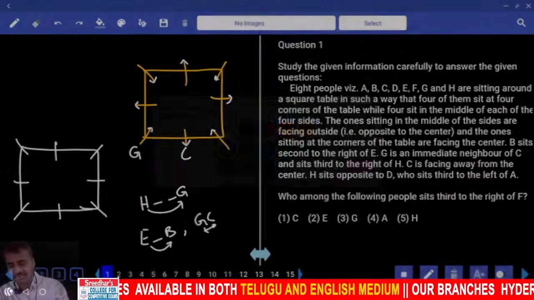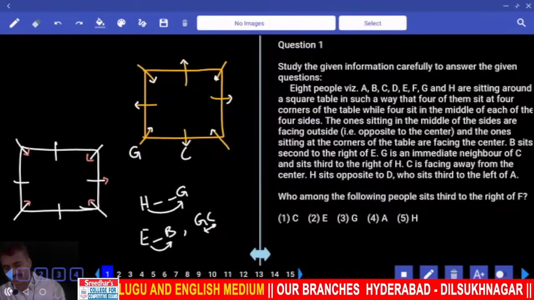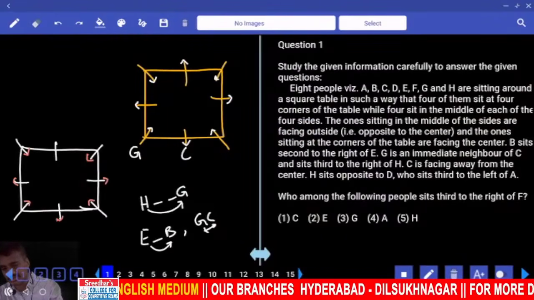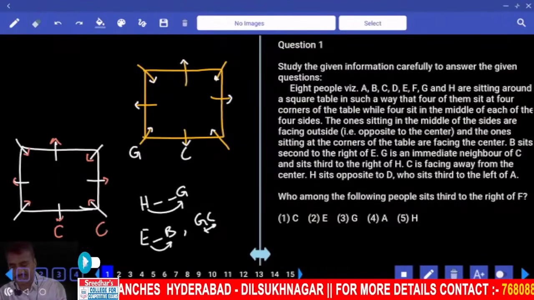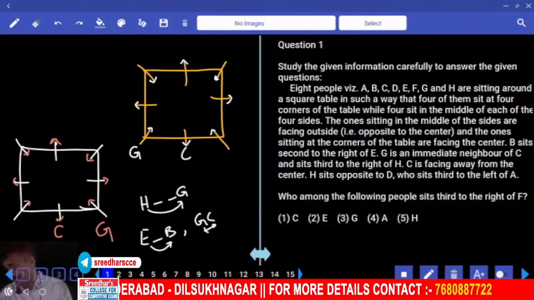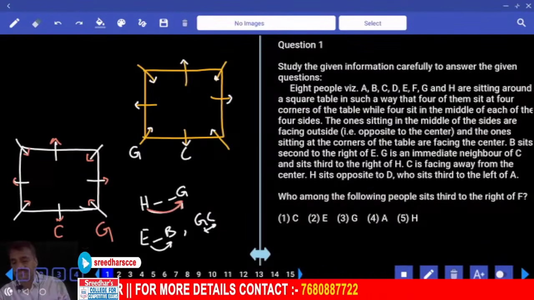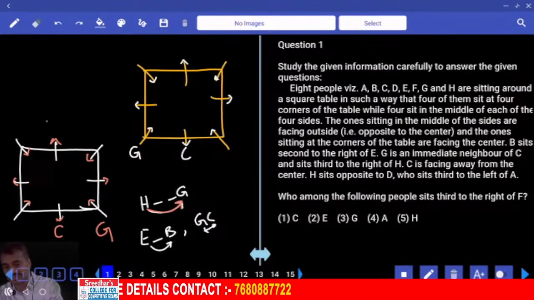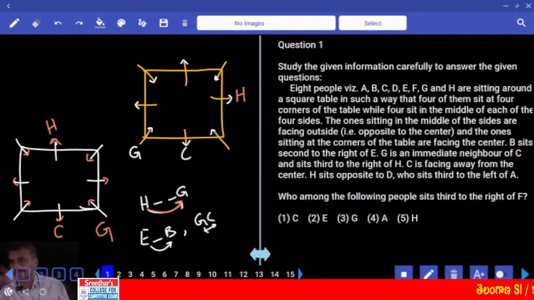Now here in this one, the persons at the corners are facing towards the center and the side persons are facing away from the center. Now C is here, facing away from the center, and C and G are adjacent to each other. Then G is seated third to the right of H, which means H must be here, on the right hand side. And G and C are adjacent.